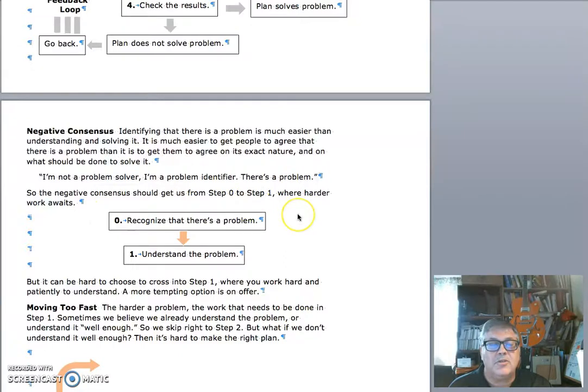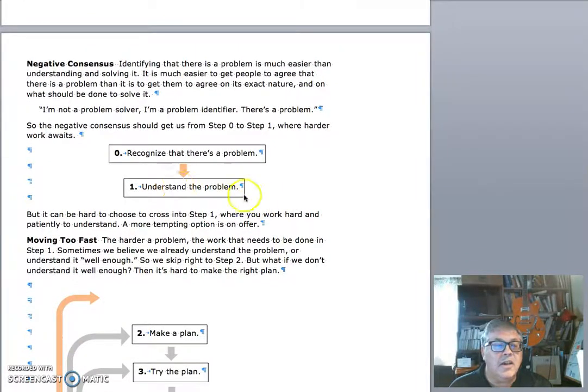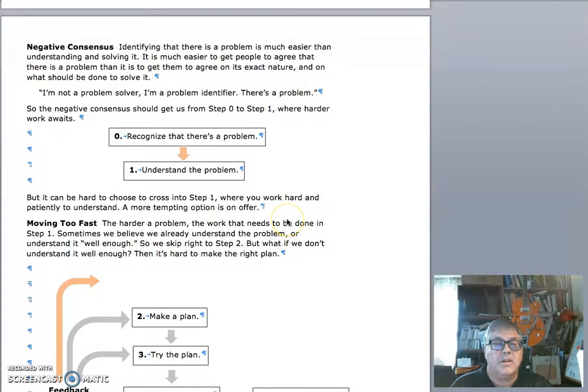So that negative consensus, agreeing that there is a problem of some sort, should get us from step 0 to step 1, where the harder work awaits, where we're trying to understand the problem. But it can be hard to choose to step across this bridge right in here to understanding the problem, because trying to understand the problem, you're going to have to work hard and patiently to understand. So there's usually something that's much more tempting.